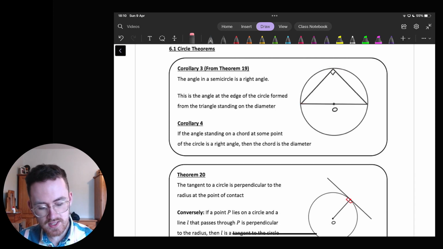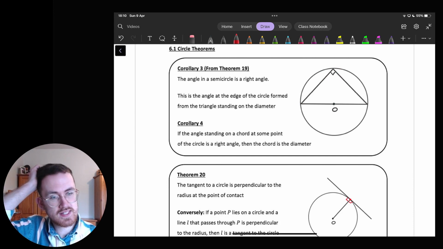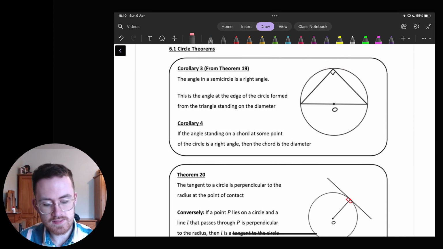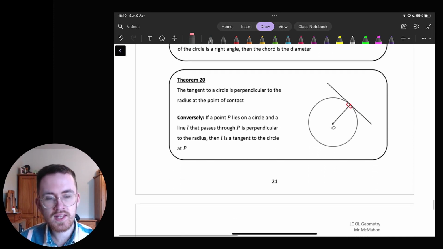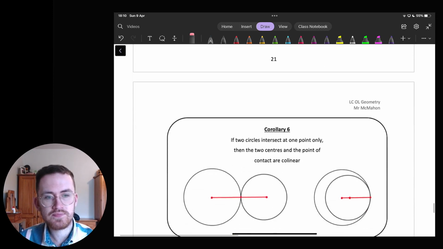So for any triangle which is sitting on the diameter, or which has the diameter as one of its sides, then the angle at the top of the triangle that it makes when it touches the circle will be 90 degrees. Your second rule then is if I have a tangent, the tangent to the circle is perpendicular to the radius where it meets the circle, okay, at the point of contact. So when we have my tangent, it's going to be perpendicular or right angle to the radius at that point.